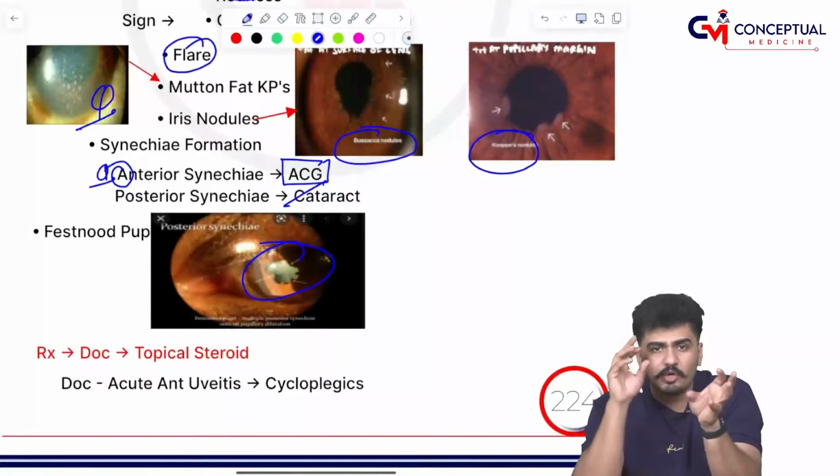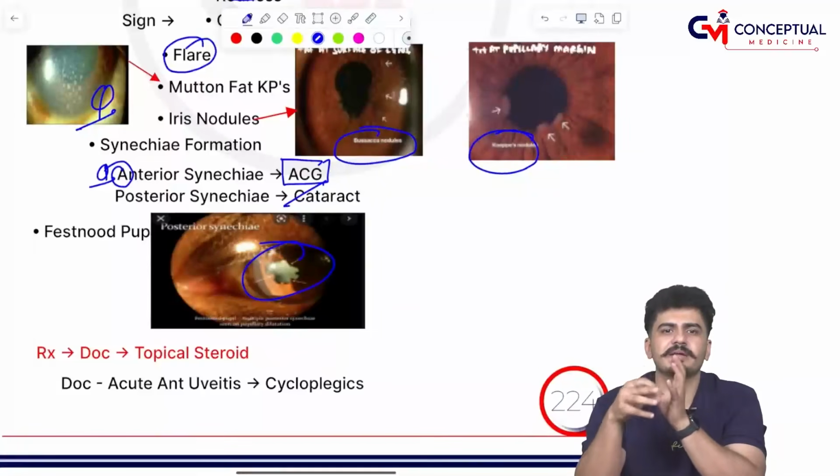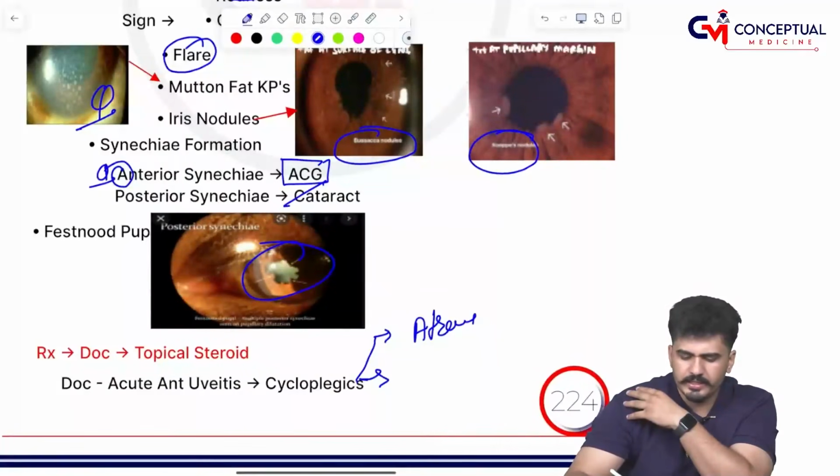But if there is an acute case, where the patient is coming to you with severe pain, you need to prescribe a cycloplegic drug. The cycloplegic drug of choice in children is atropine, and in adults, it is going to be tropicamide.